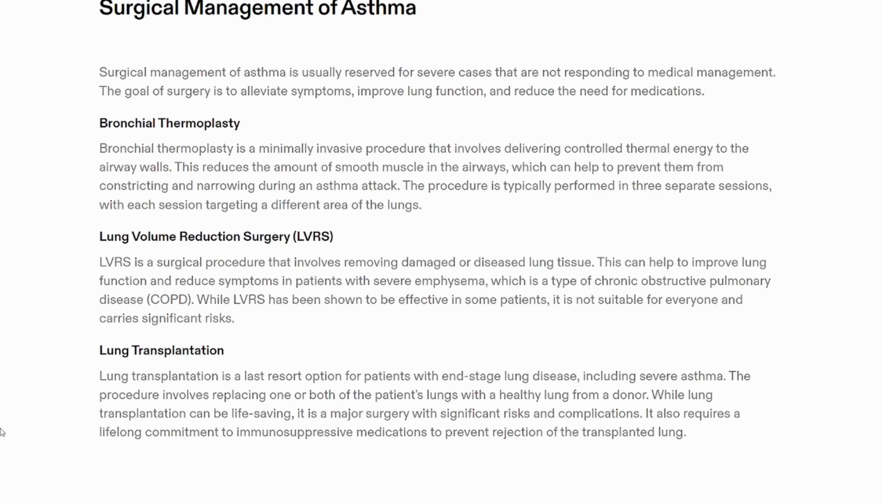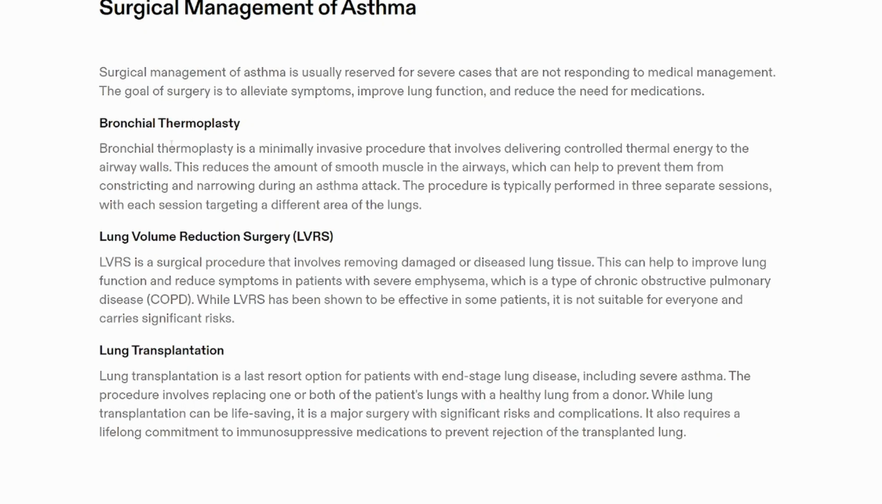Surgical management of asthma. Here, if the patient has not responded initially to the medical management, we need to observe for some time. And if the symptoms get worse or severe, we need to go for the surgical management. Surgical management involves bronchial thermoplasty, lung volume reduction surgery, and lung transplantation.